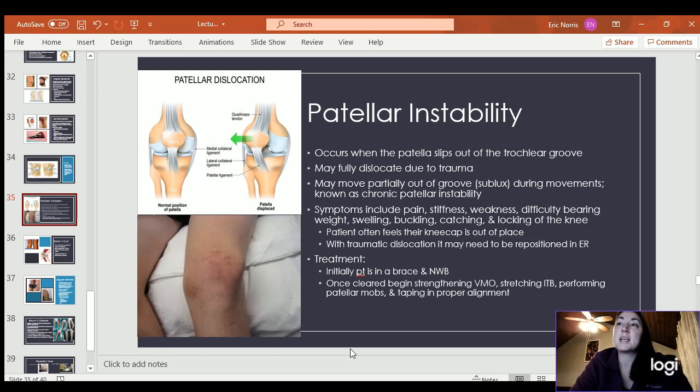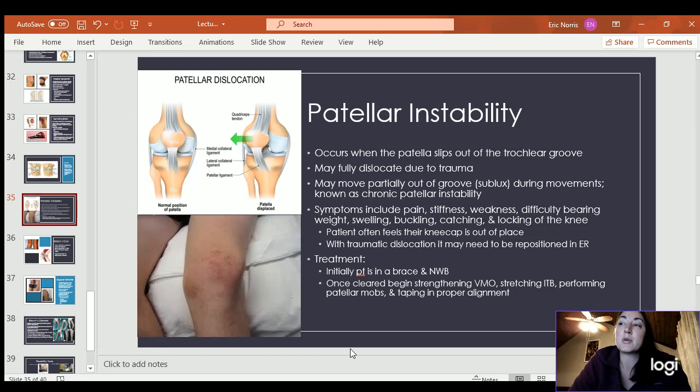Oftentimes what you'll see is a partial displacement, so it subluxes. During the movement, it's moving out of alignment and then kind of pops back in. They're moving and it gets pulled out, and then they do the opposite movement and it goes right back. That's a subluxation. So they call them chronic patellar instability, that with a certain movement, it constantly goes out and back in. Symptoms include pain, stiffness, weakness, difficulty bearing weight, swelling, buckling, catching, and then locking of the knee.